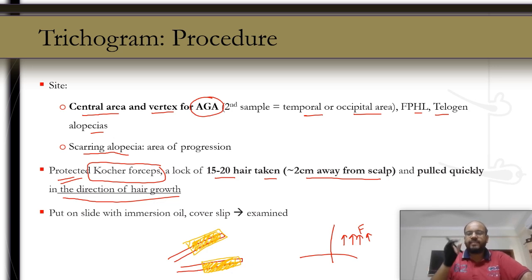If, for example, you're plucking it from the temporal area, in the temporal area the hair grows at a very acute angle. It is nearly flat, parallel to the scalp. So in this, you put the force parallel to the scalp. Along the hair shaft, along the direction of growth of hair, you pluck the hair out. And you have to do it quickly. Don't be a medieval torture specialist and try to pull hair from the scalp. You have to do it very quickly, in a second. Then you take those plucked hair and put it on a slide with immersion oil, put a cover slip and examine. So this is how trichogram is done. Clear? Let's move forward.